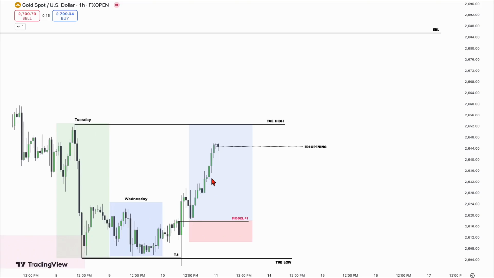We'll mark the PD array within the Thursday range, and here we have this fair value gap, so let's mark it, and we'll wait for price to tap into this level to open our long position. Let's see how it plays out. Price has tapped into the fair value gap, so we will open our long trade here, with our stop just below. We'll target the opposing end of Tuesday's range. Okay, let's see what happens next.